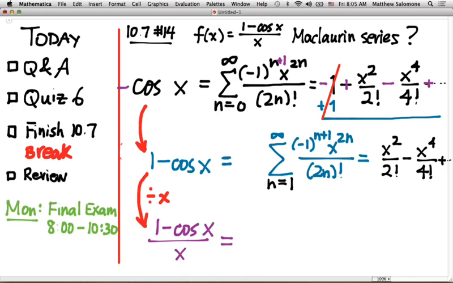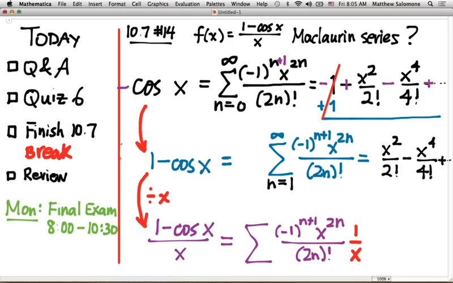So what I end up with here is the sum of minus 1 to the n plus 1 times x to the 2n over 2n factorial. But then I'm dividing the whole thing by x. In other words, I'm multiplying the whole thing by 1 over x, if you like. And again, that sum starts at n equals 1 to infinity. Let's write out the first few terms that we can get just by dividing each one of the terms of our previous series by x.